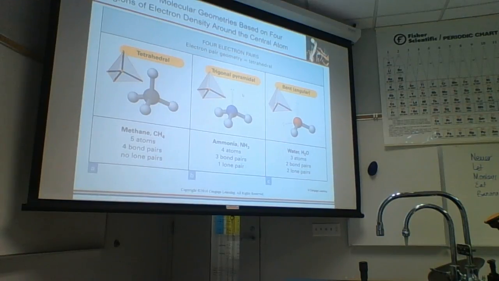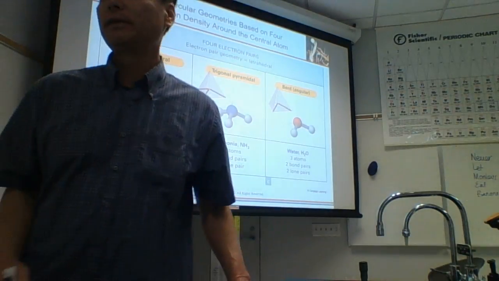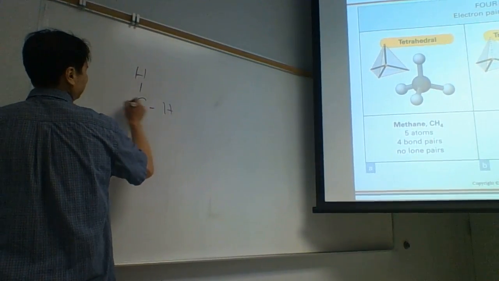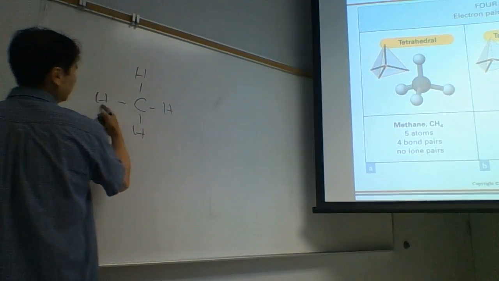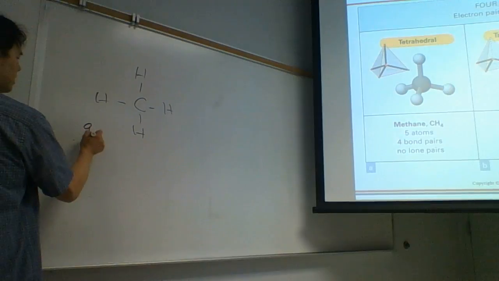So here's some examples. When you draw methane, the Lewis structure for methane is going to look like this, because carbon likes to form four bonds. And so it looks like the angles here are 90 degrees, but the angles are not 90-degree angles.